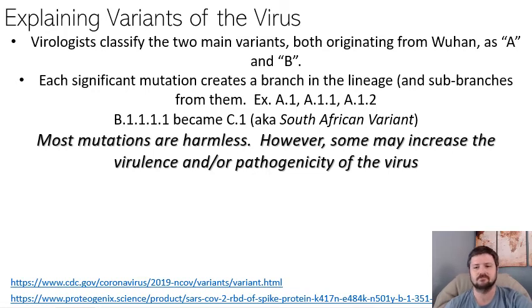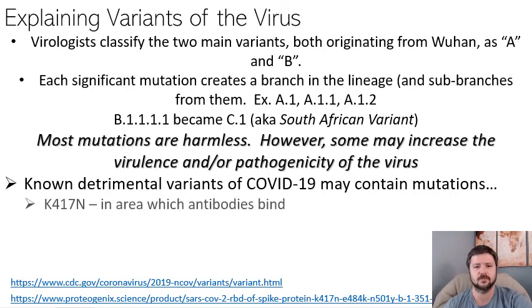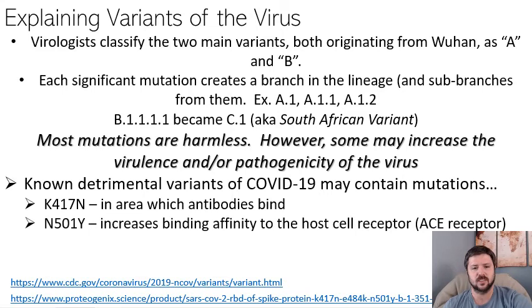So, depending on how you want to say it, which end of the microscope you're looking through, right? Known detrimental mutations, and there are quite a few of them, but these are just 3 that are found in this combination of the South African variant, and linked down here is the CDC and the proteogenics, where I got some of the information. There's the K417N, where antibodies bind, right?